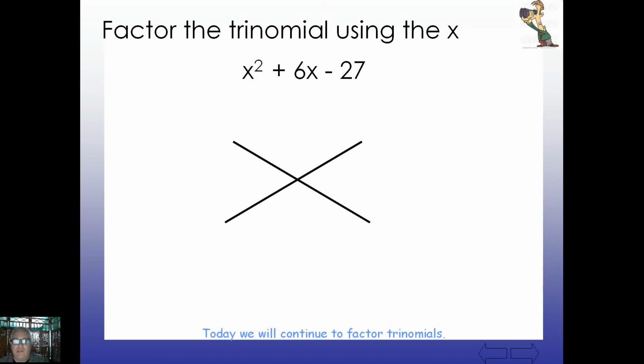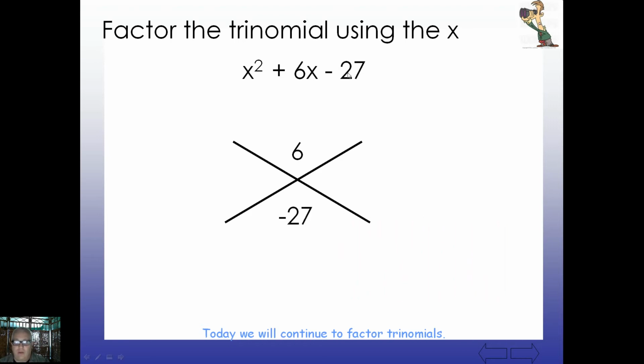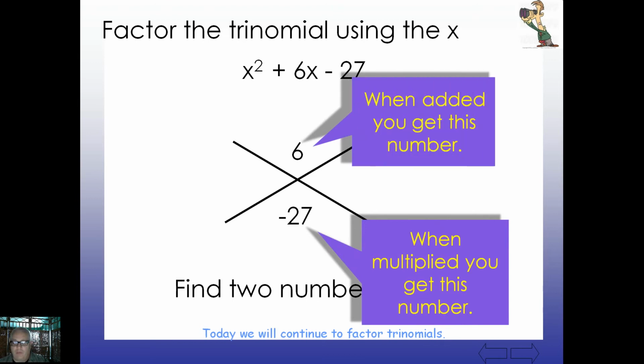X squared plus 6x minus 27. Same process as yesterday. We're going to drop the middle term right here. We get a 6. What's 1 times negative 27? Well, negative 27 goes here. And now, pause for a second and consider. I need the numbers to add to positive 6, but multiply to negative 27. So I'll go ahead and work this one here because we're just watching. So find two numbers. When multiplied, you get this number. When you add, you get this number.